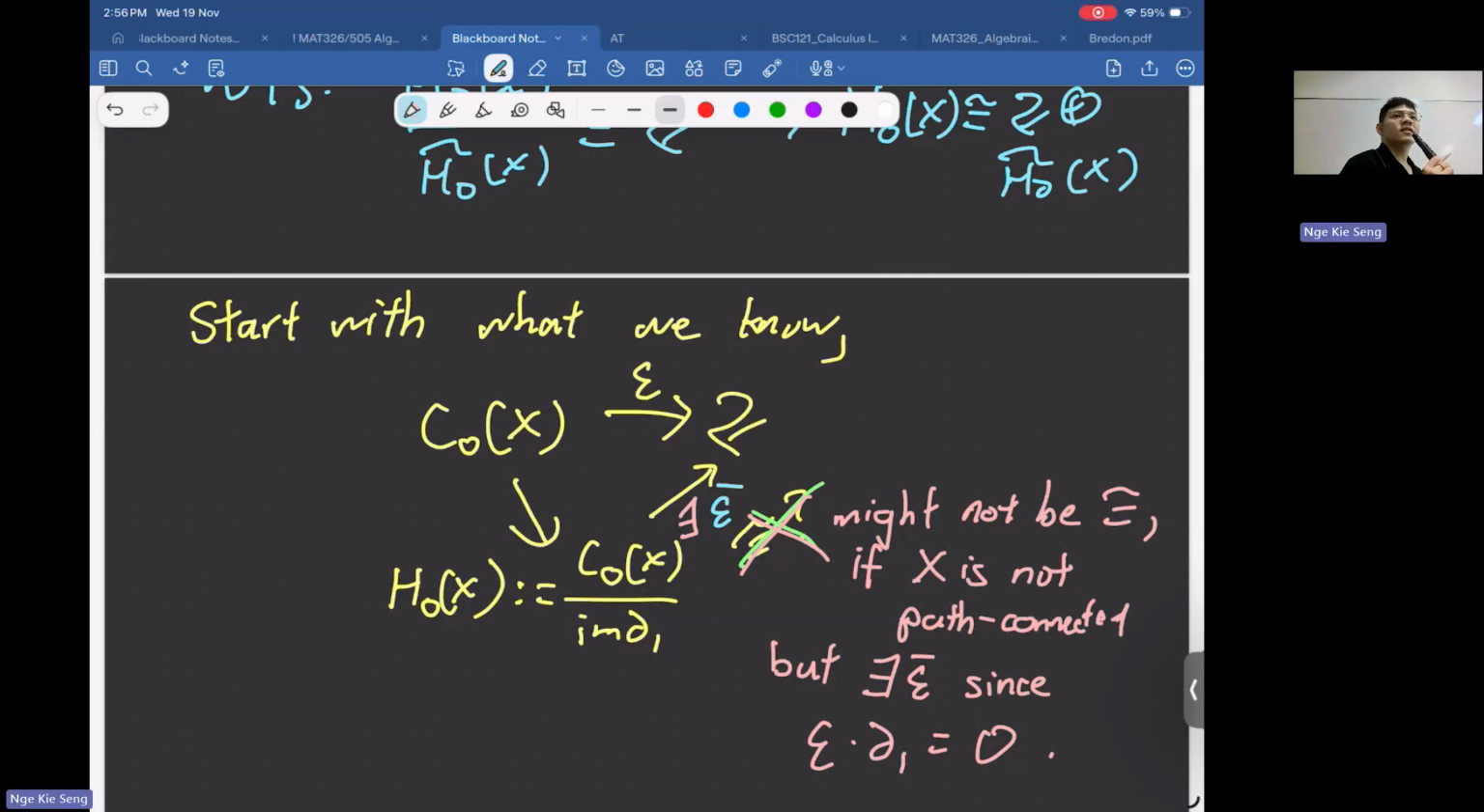Sorry? Yeah, mapping property, yes. Mapping property, not the first isomorphism. Okay, that's the mapping property.